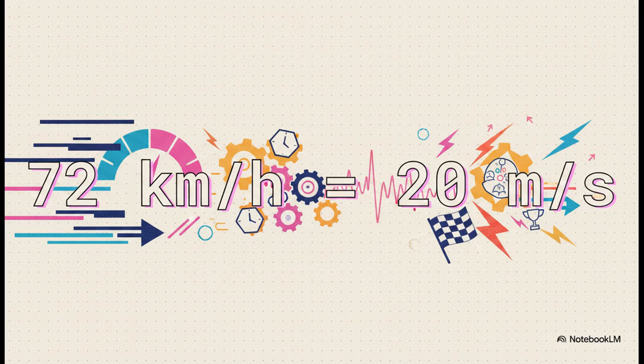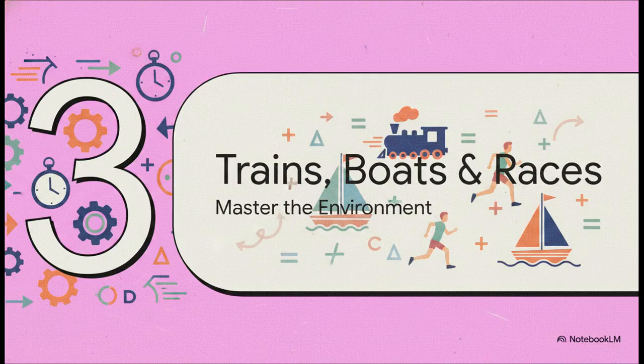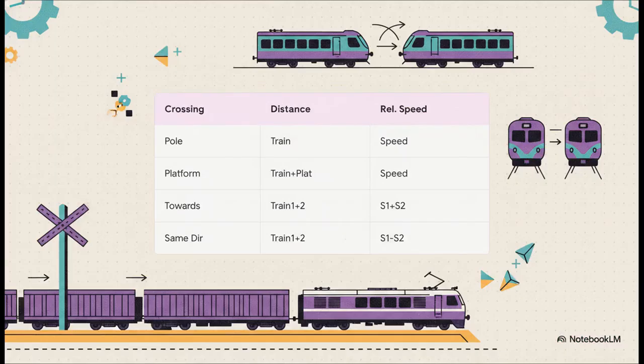This kind of mental scaling is a ridiculously simple trick, but it yields massive dividends on the clock. Which brings us to part 3, trains, boats, and races. Let's master the environment. Exams absolutely love wrapping simple math in these little environmental boss battles, especially trains. With trains, physical length matters.